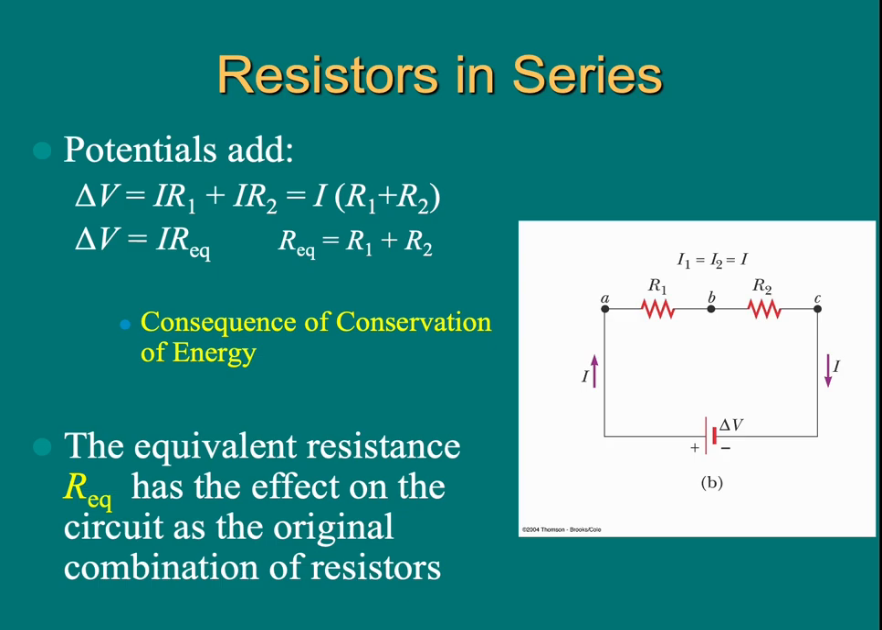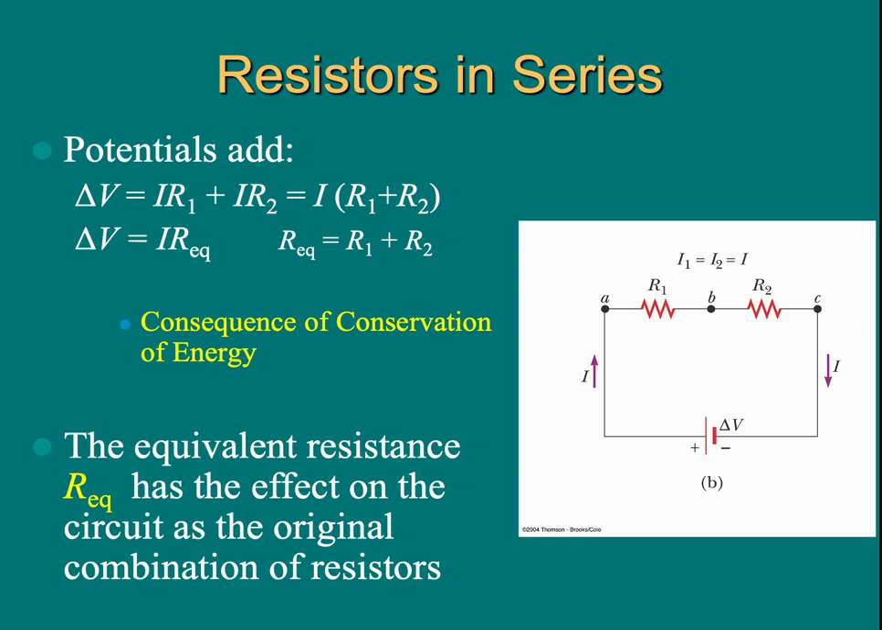We have total potential equals potential of R1, which is I R1, plus potential of R2, which is I R2. V1 plus V2 equals delta V. We also have delta V equals I times R equivalent, so we can quickly find out the equivalent resistance is R1 plus R2.